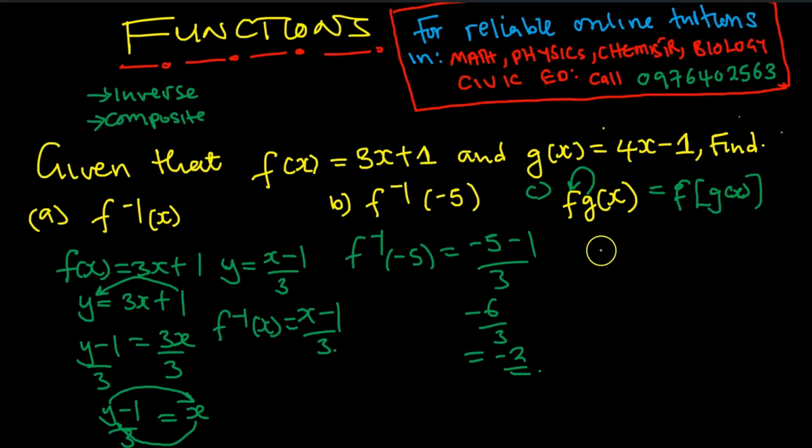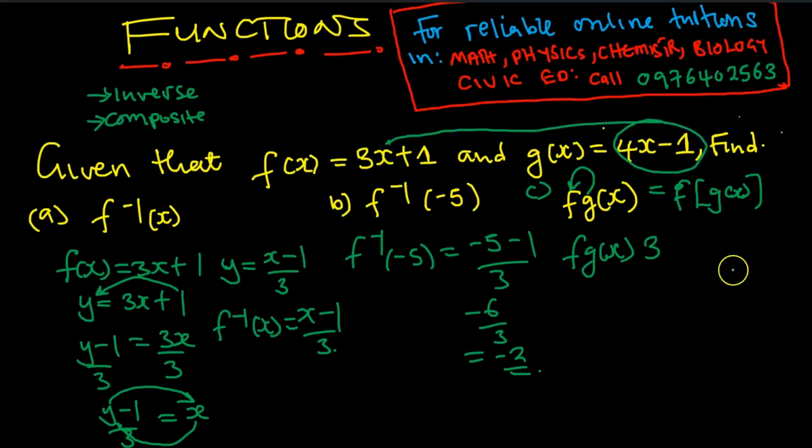Okay, so now how are we going to do it? So fg(x), since we said where there's x in this one, we replace g. What is our f? So our f is this one, 3. Now where there's x, we are going to replace the whole of this one. So we replace where there's x there, and we are going to have 4x minus 1. But there's a plus 1 here, so plus 1.